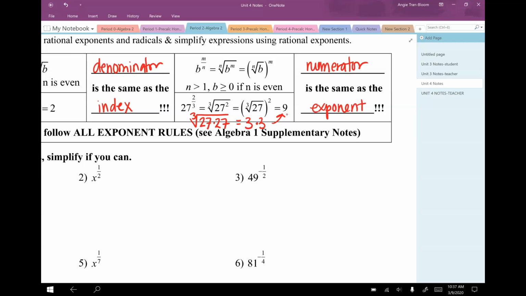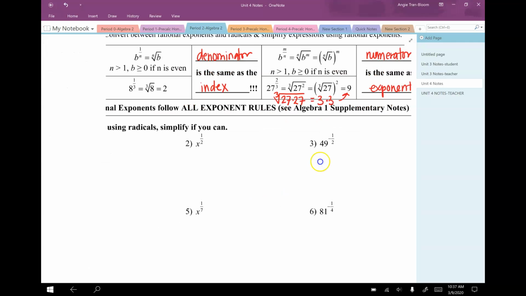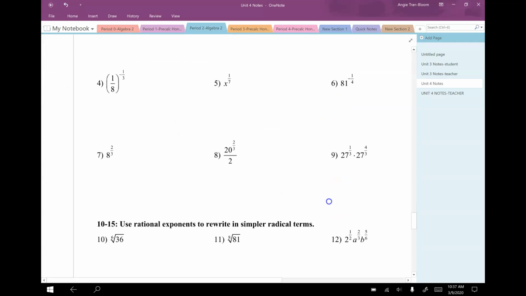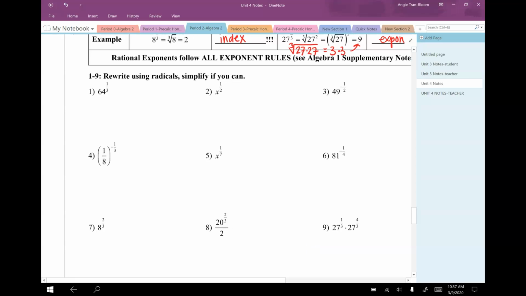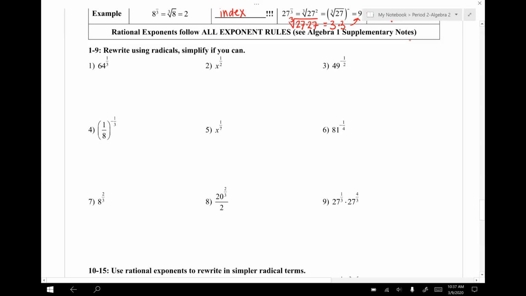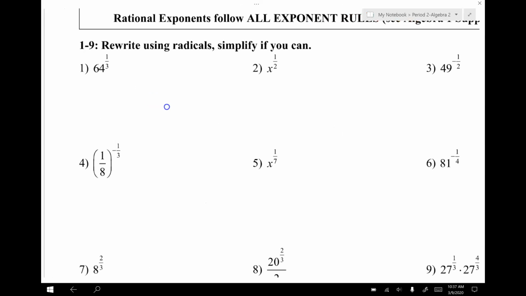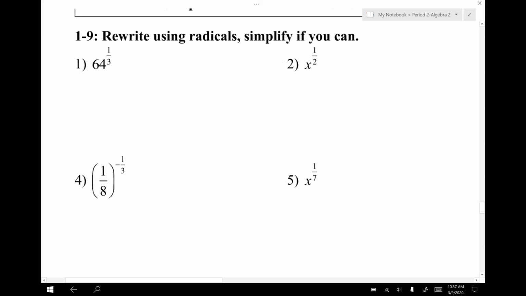All right, let's do examples. 1, 2, 3, 4, 5, 6, I believe, all the way to 9. The instruction says, rewrite using radicals, then simplify if we can. Number 1, 64 to the 1/3 power. You can't have a calculator. What would you do?